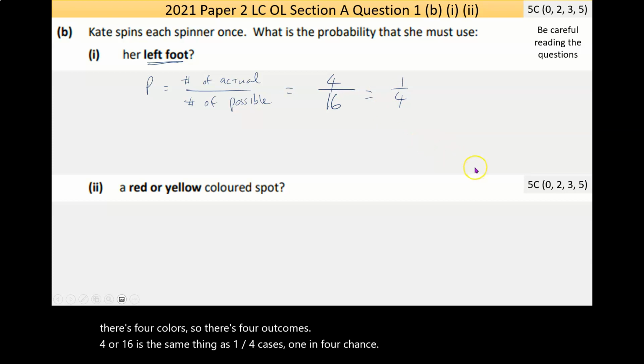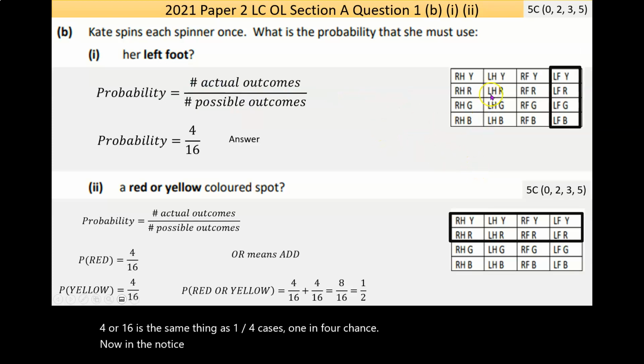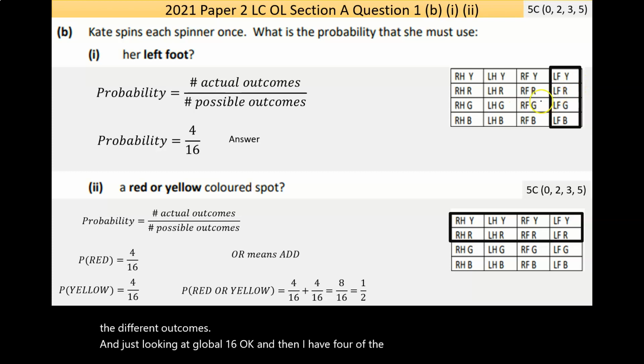Now in the notes here, I suppose I've just taken the same idea from part A, where I've listed out all the different outcomes. I'm just looking at it going, well, 16, okay, and then I have 4 of the 16. So you could do it again. There's multiple ways to do these questions.